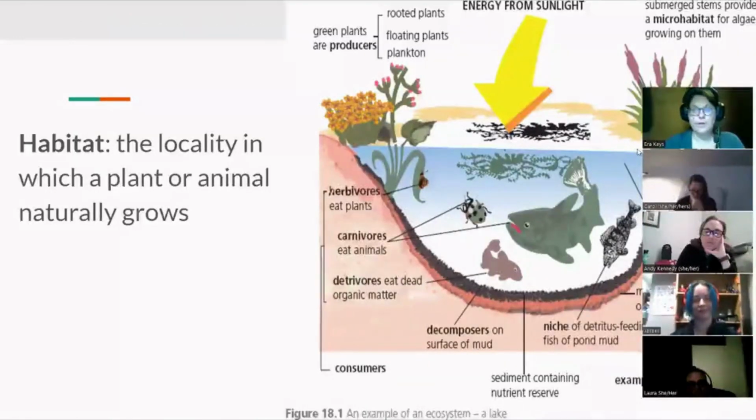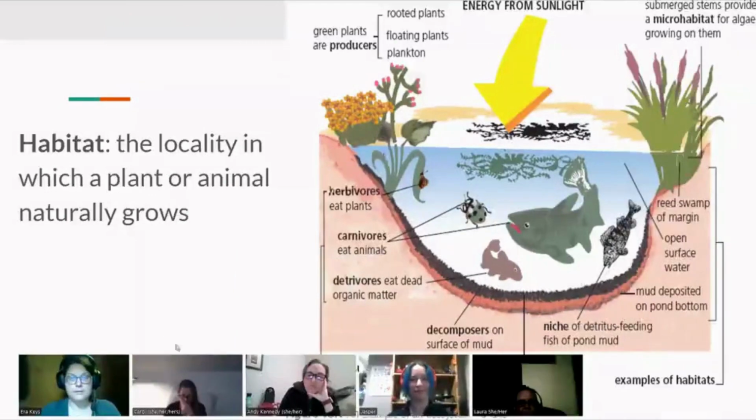Okay, so then we're going to go into habitat. So that is the locality in which a plant or animal naturally grows.